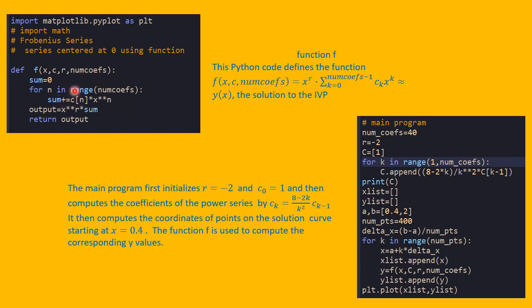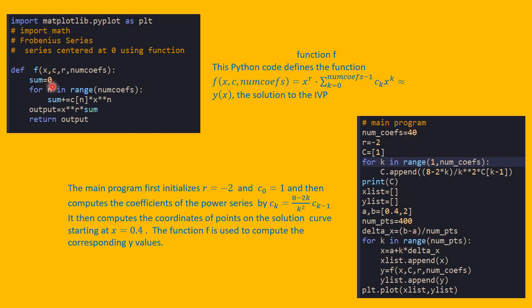So after this partial sum is computed, we're going to multiply sum by x raised to the r power, and that will be the output of our function, and f will return that output value. So when you're typing this program into Python, you would put this part of the code first, this part of the code second.